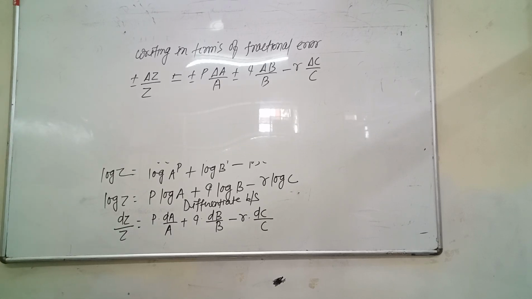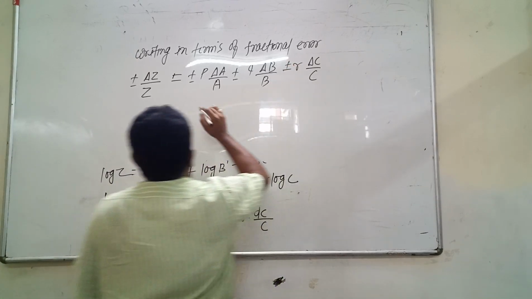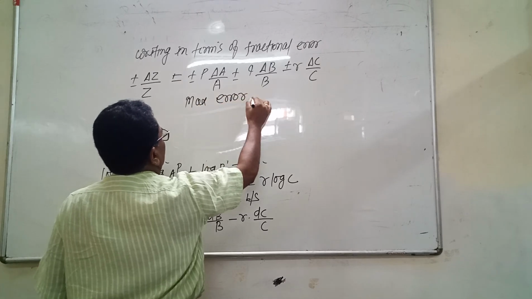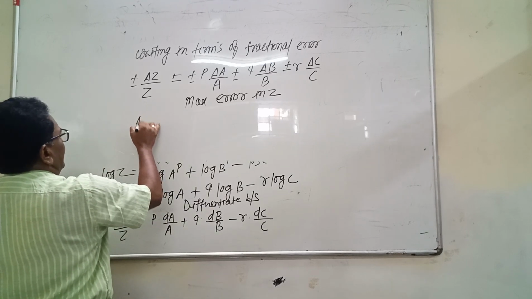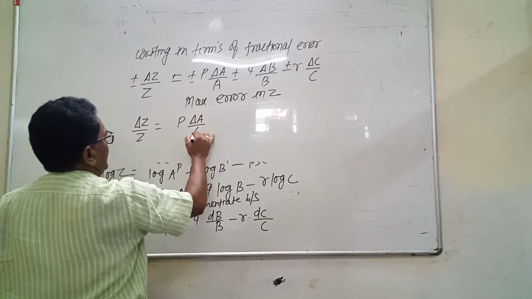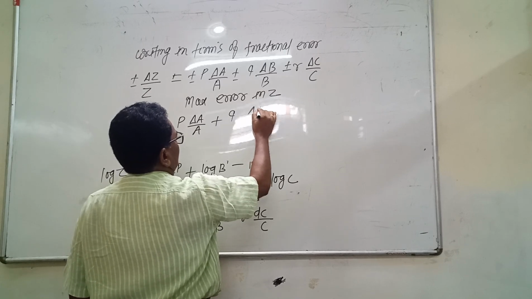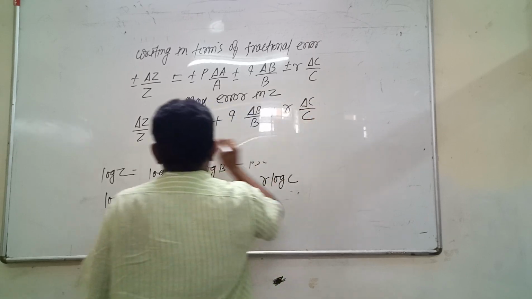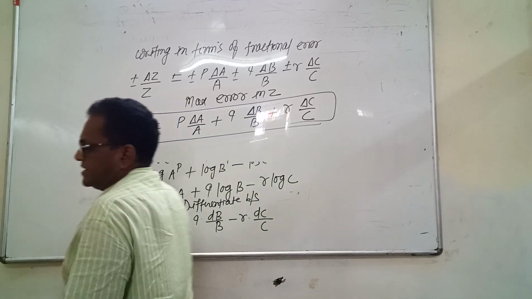Now the maximum error in Z is given by, here also comes plus minus. So the maximum error in Z becomes delta Z by Z equals p into delta A by A plus q into delta B by B plus r into delta C by C. This is the maximum possible error in quantity Z.